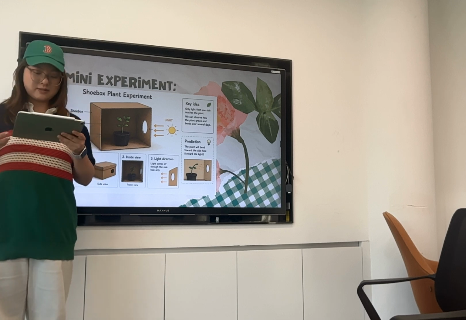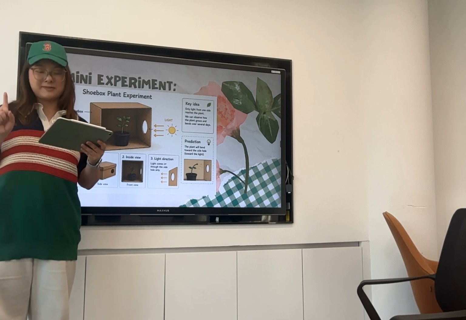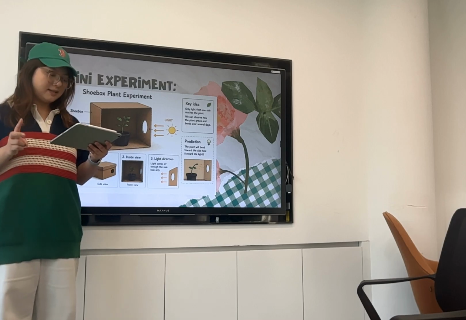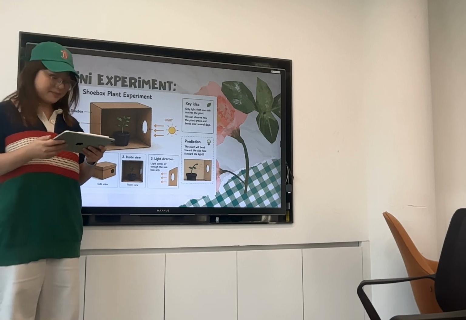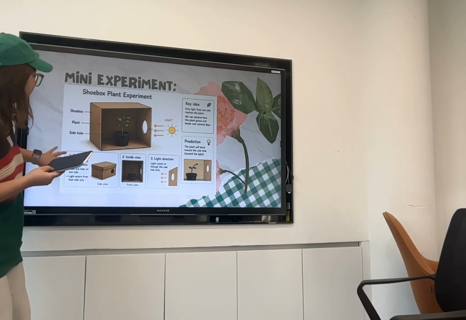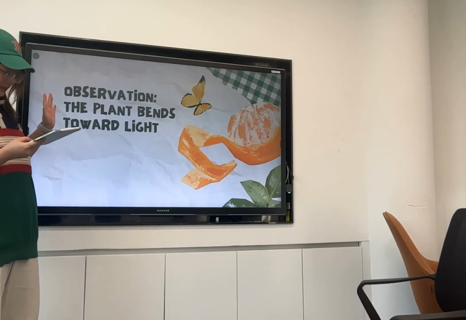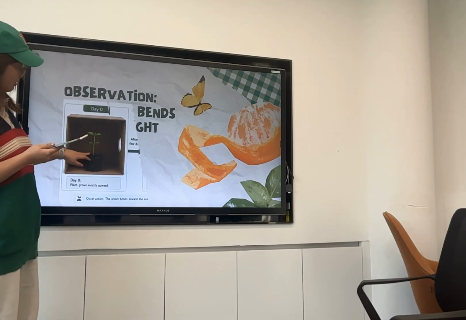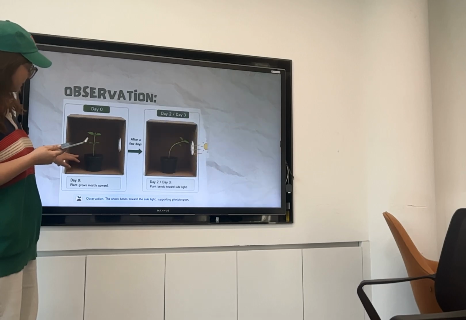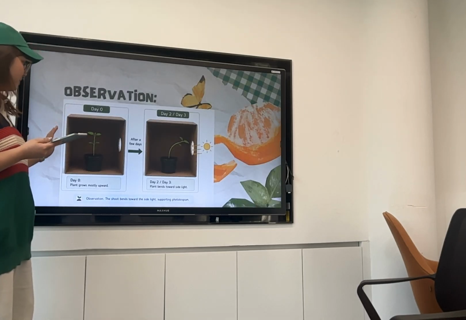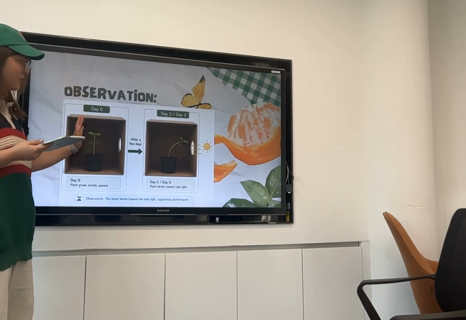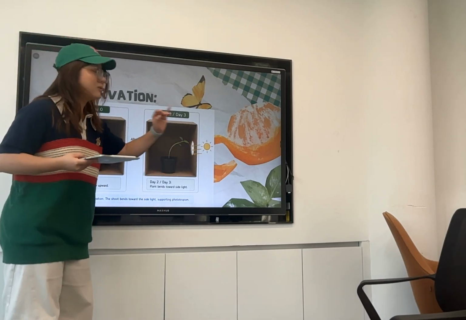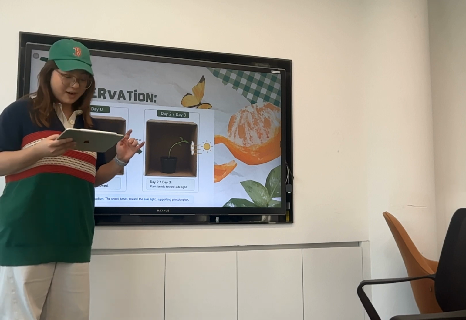This also connects to the scientific method. We have an observation, then we ask the question why. We make a hypothesis, design an experiment, then we observe the results. So what are the results? On day 0, the plants grow upward. But after a few days, like day 2 or day 3, they bend toward the hole where the light comes from.